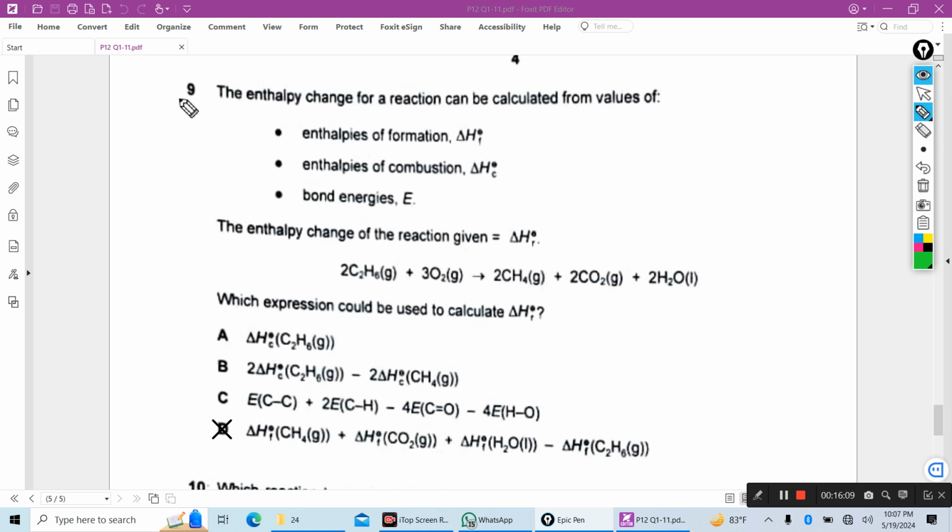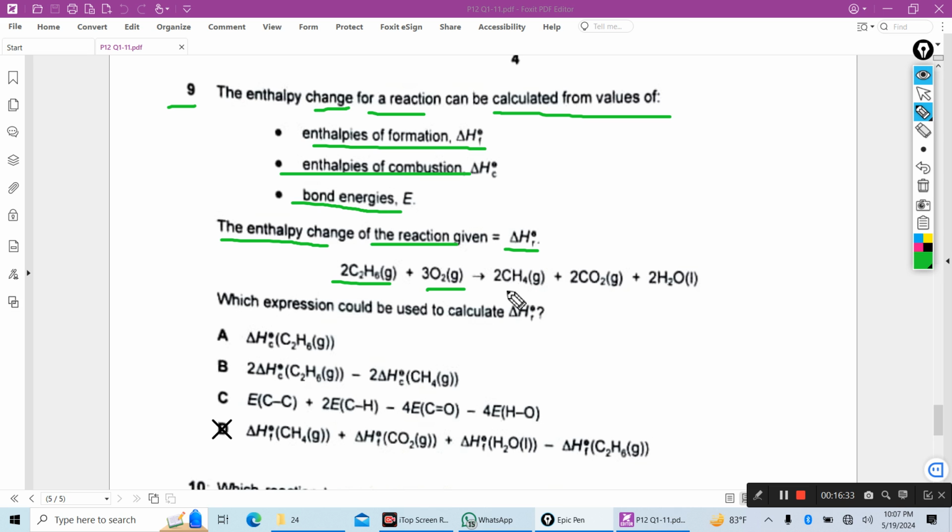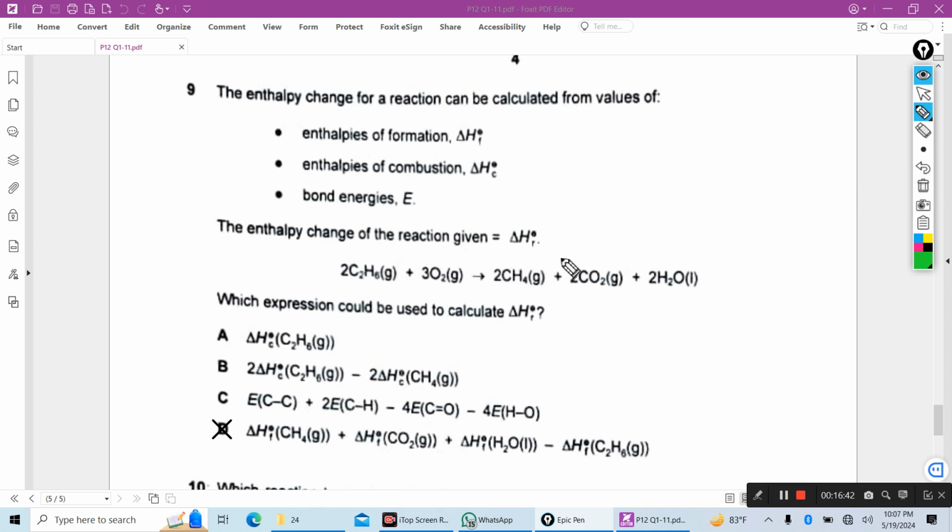Number 9, the enthalpy change for a reaction can be calculated from values of enthalpies of formation, enthalpies of combustion, bond energies. The enthalpy change of the reaction given is not the standard enthalpy change of reaction. Now the reaction is given: ethene burning in oxygen to produce methane, carbon dioxide plus water. Which expression could be used to calculate the enthalpy of reaction?